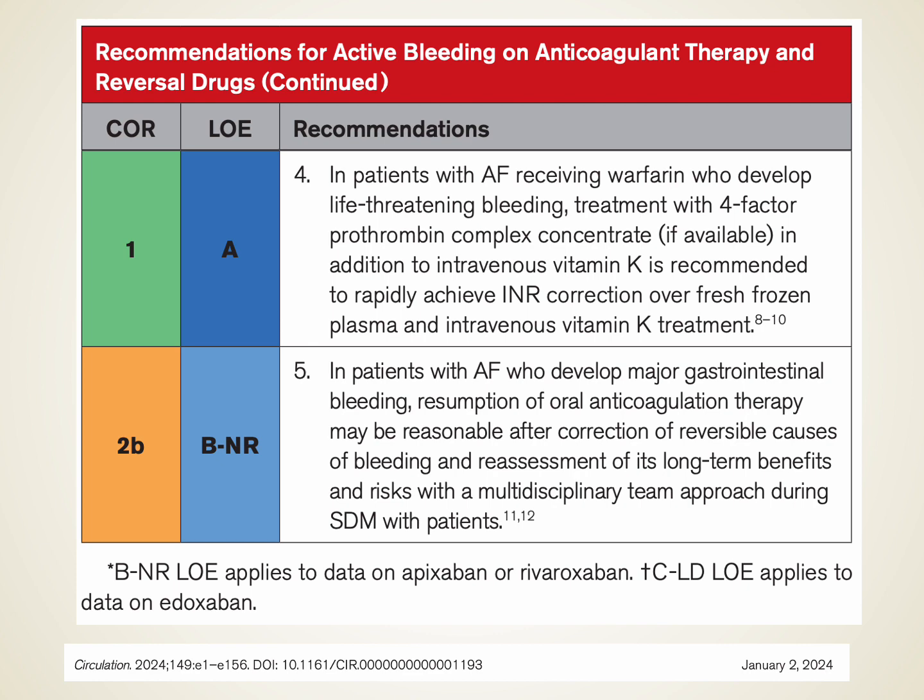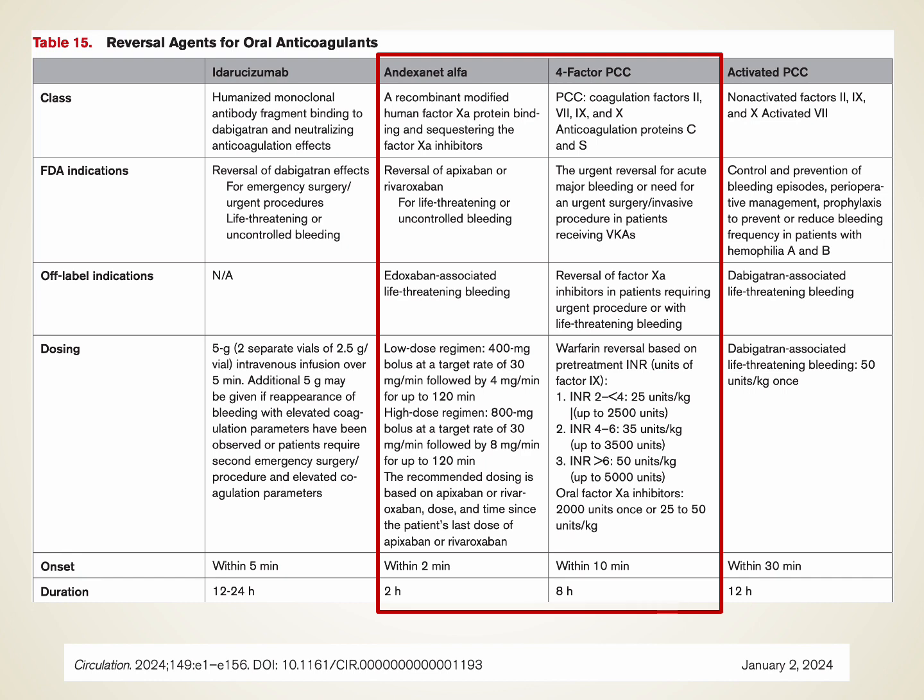So here's a bit of the discussion of the two agents I think that you'd want to have familiarity with. The 4-factor PCC, which is used primarily for warfarin but could be used with the 10A inhibitors, and this agent here on the left, and andexanet alfa, which is the quite expensive alternative that is specific for 10A therapy. But all those usually are going to have somebody, sort of a specialist, rushing in to manage that. That's probably above your level of practice.